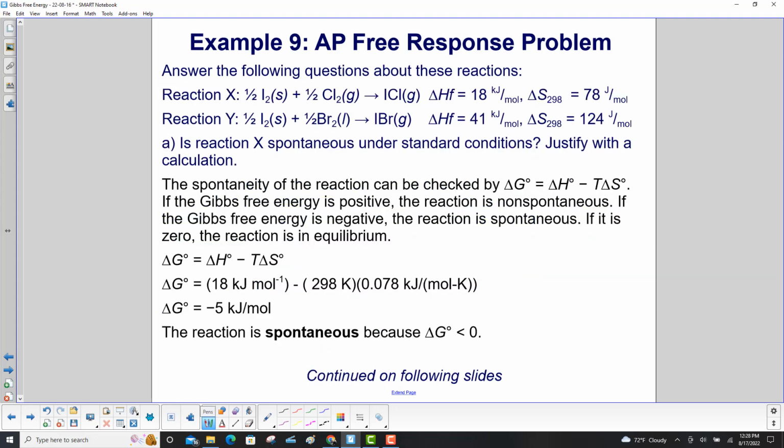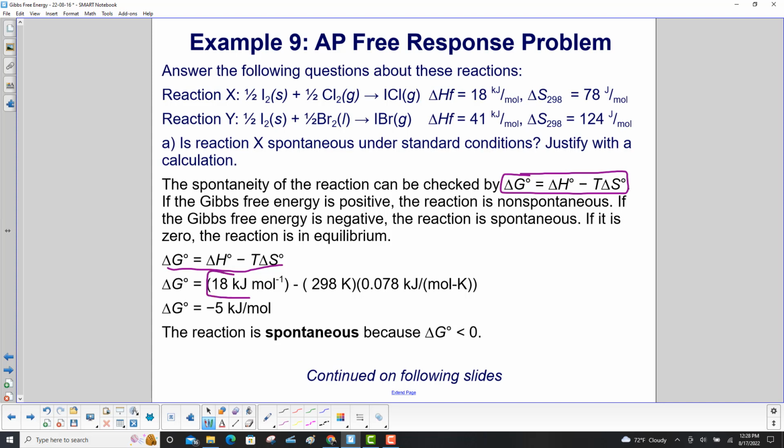Is reaction X spontaneous under standard conditions? Justify with the calculation. We're going to use the Gibbs free energy equation here, and if the Gibbs free energy is positive, the reaction is non-spontaneous. If it's negative, the reaction is spontaneous. If it is zero, the reaction is in equilibrium. So we have our equation right here.